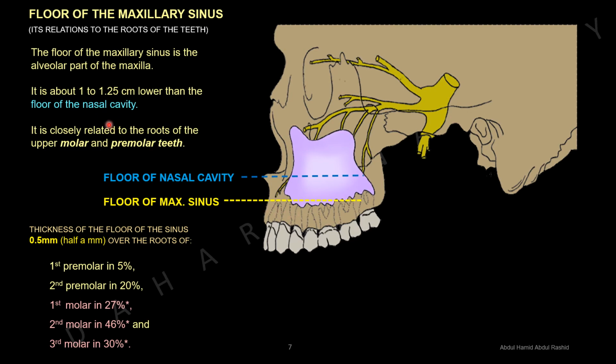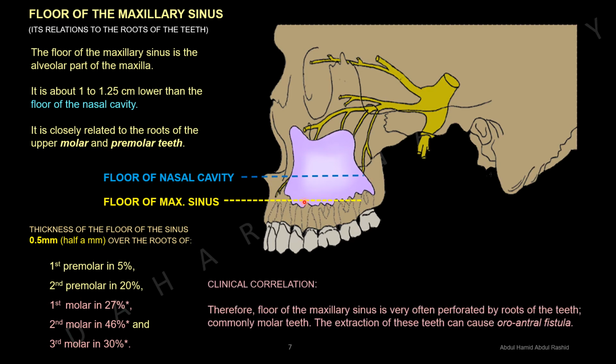It is about 1 to 1.25 centimeter lower than the floor of the nasal cavity. That is, the floor of the maxillary sinus is about 1 to 1.25 centimeter lower than the floor of the nasal cavity. It is very closely related to the roots of the upper molar and premolar teeth.